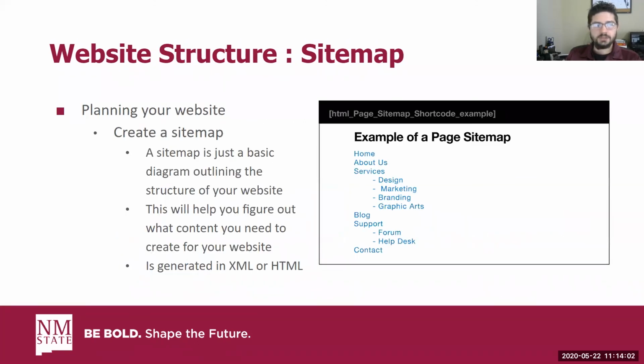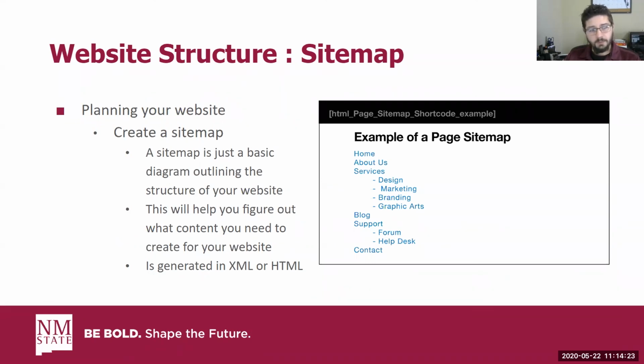So now that you have your domain and hosting figured out, you need to start figuring out what goes on your website. So hopefully you've already been thinking about this, but you don't just go putting things together. You need to make a plan. Okay? And the best way to plan out a website is to make a sitemap, which is basically just a flowchart of all your content.